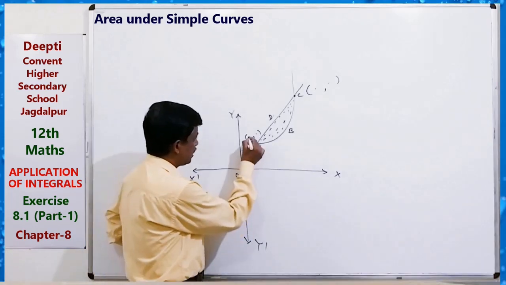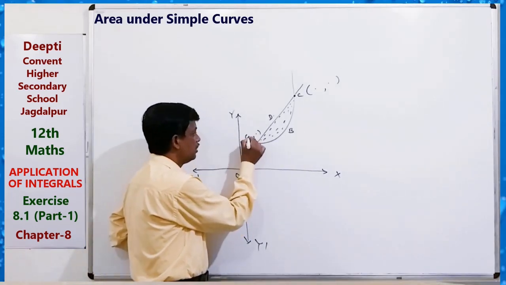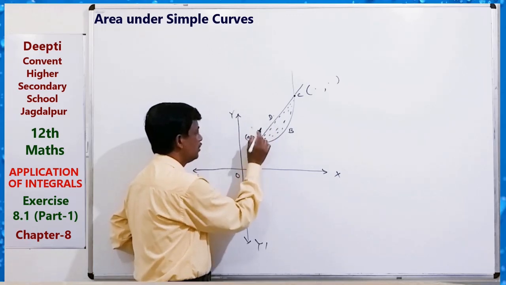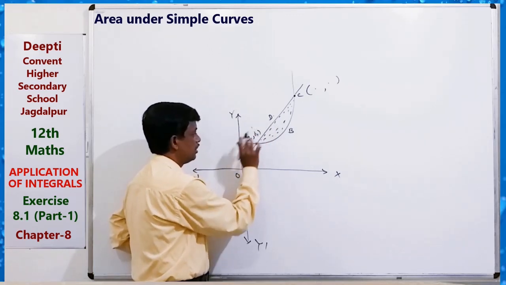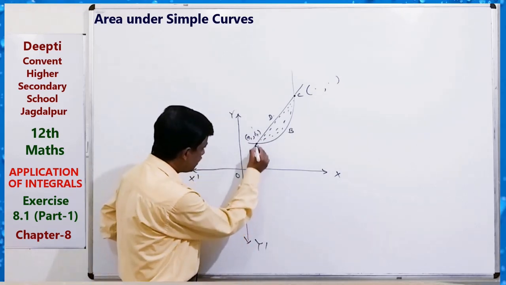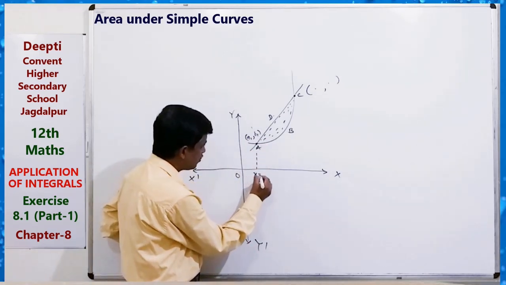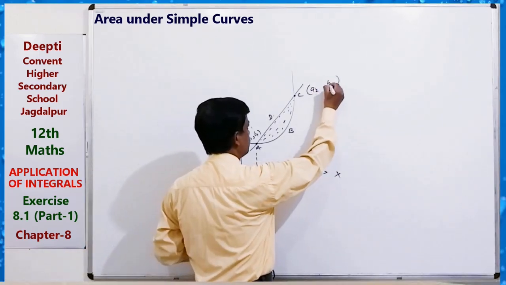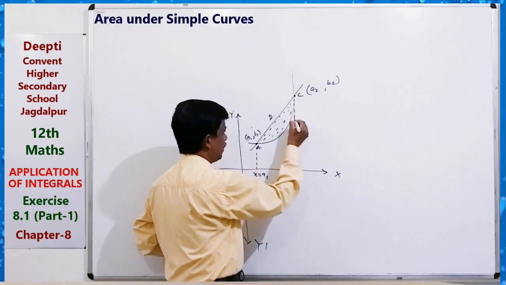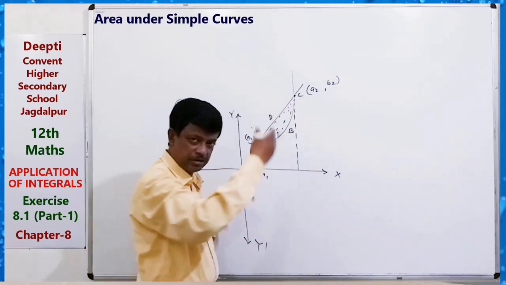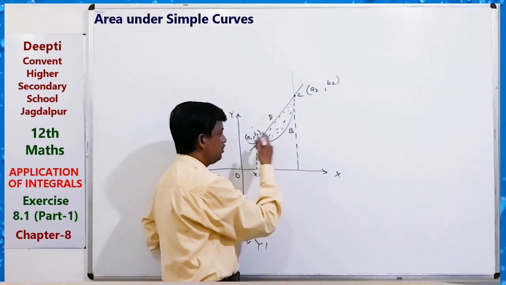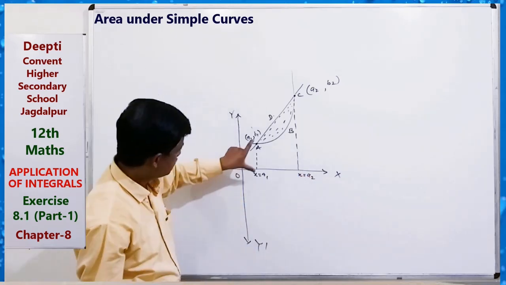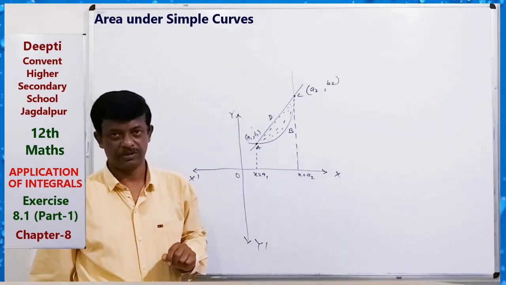Suppose x equals a1, b1, x y. So this is x equals a1. If here a2, b2, we draw a perpendicular, a line parallel, then x equals what? a2. This is B1, this is B2.